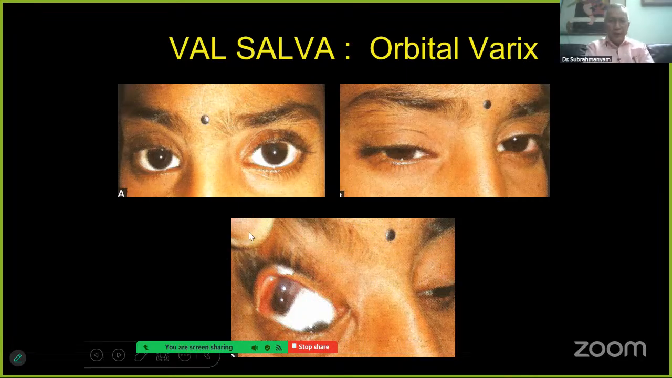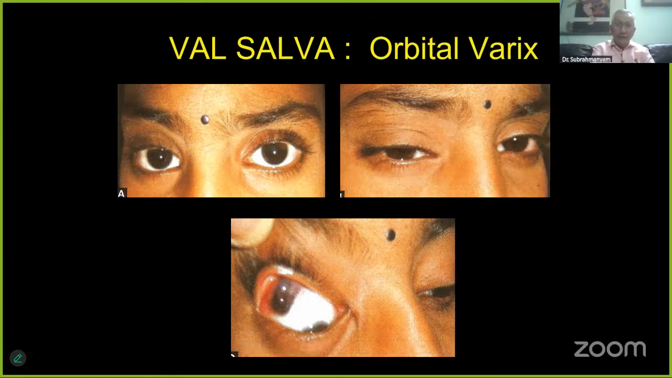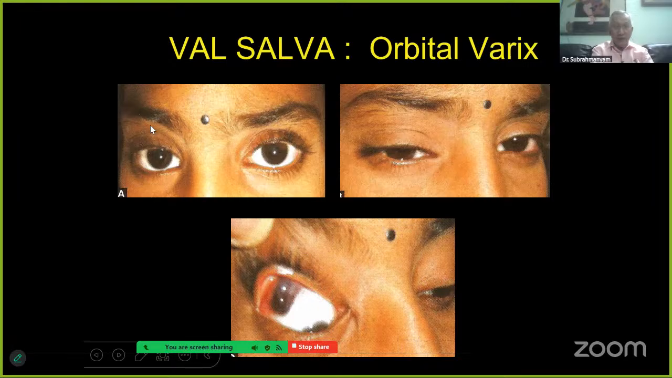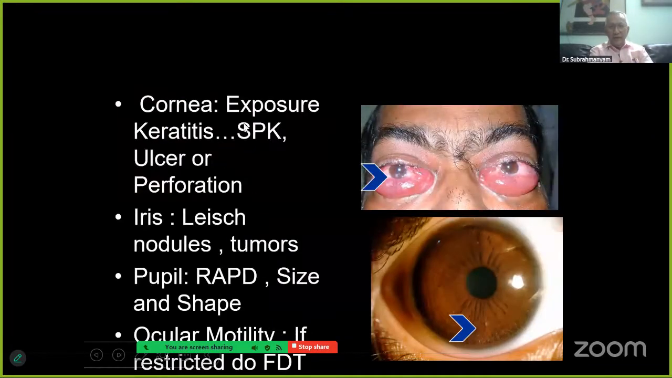Ask the patient to do a Valsalva maneuver, and if after the Valsalva maneuver the proptosis worsens, and you can see the vascular mass enlarging in size, it is typical of orbital varix. About 20 to 25-30% of orbital varix exhibit pulsation. In some, there may be loss of orbital tissue, and you can see a deep superior sulcus as you see in this patient. Cornea can get into an exposure keratopathy with SPK, ulcer, or perforation.